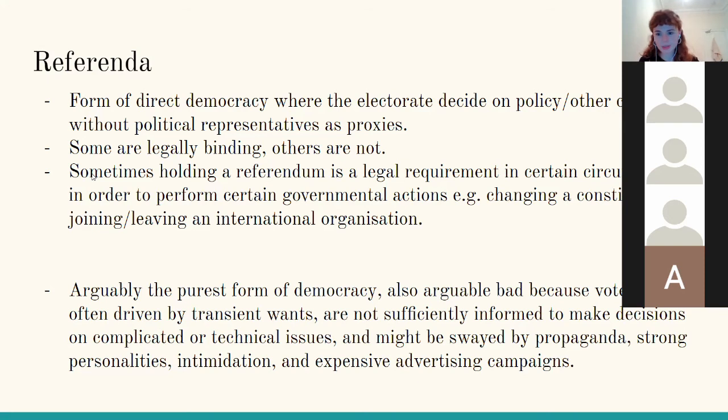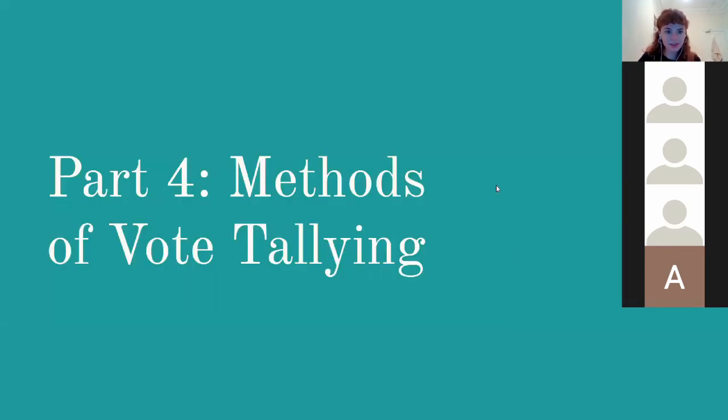And also that people might be swayed by propaganda, strong personalities, intimidation, and expensive advertising campaigns. Obviously, all of this applies to representative democracy to some extent. It's just that arguably on specific issues, people are more susceptible to these things or to being misled. Cool. Moving on. The last thing is that referenda grant a lot of legitimacy, because you're voting on one specific thing, and there cannot be an argument that the electorate didn't really want this, or that there isn't a mandate to do X if people have voted specifically on that.